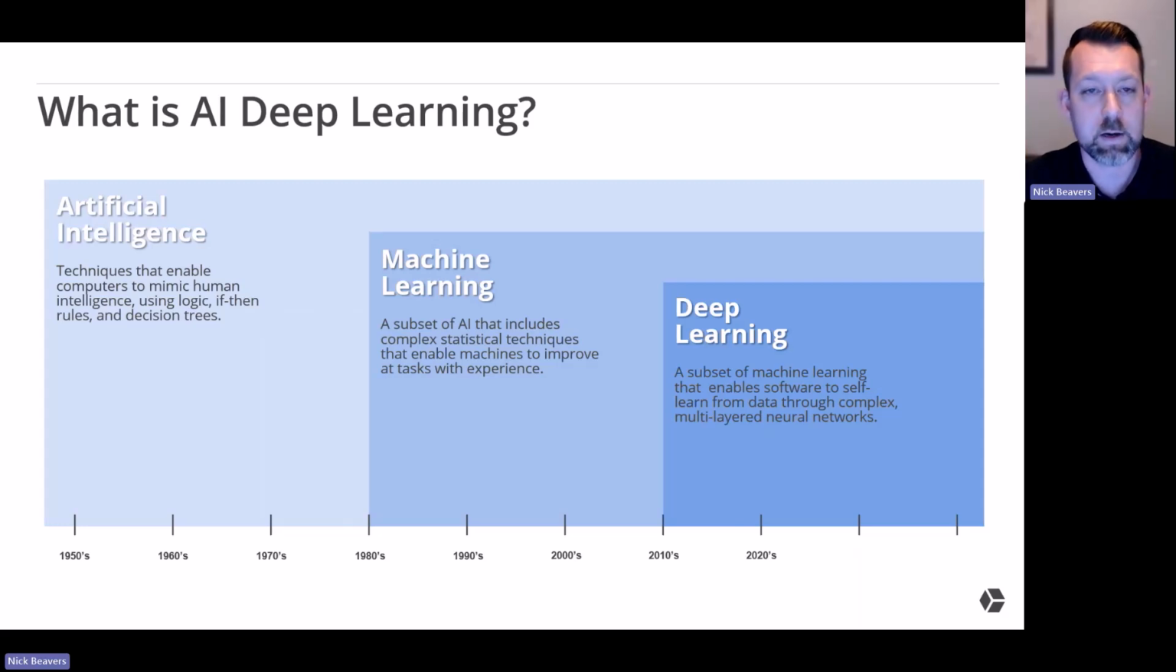complex multi-layered neural networks. So you'll see a lot of software out there that claims to be AI powered. They're not wrong, but what it might mean is that they're machine learning based or just some other type of AI. And what we're going to talk a lot about today is deep learning.